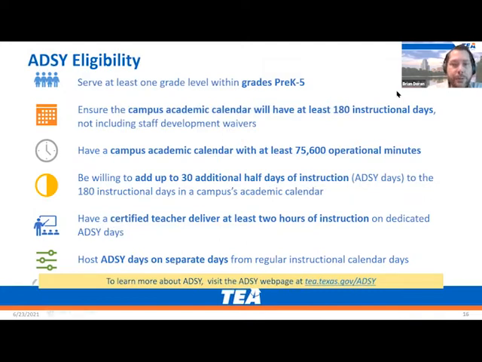The additional days, you must be willing to add up to 30 additional half days of instruction. Notice that we are saying up to there, so it's not necessarily you need to add 30 or none. If 15 makes more sense for you, that can also be impactful.